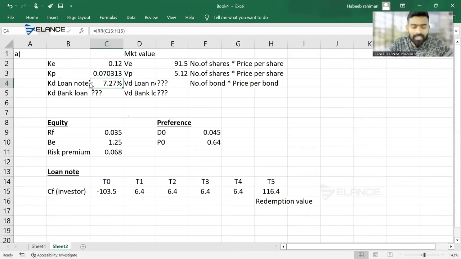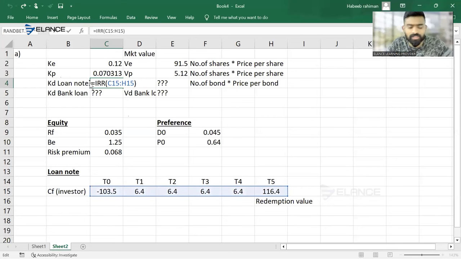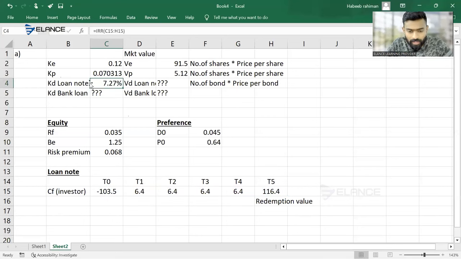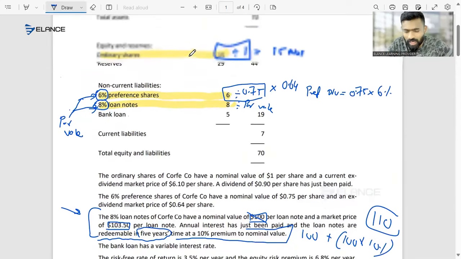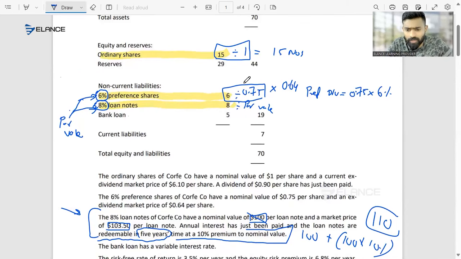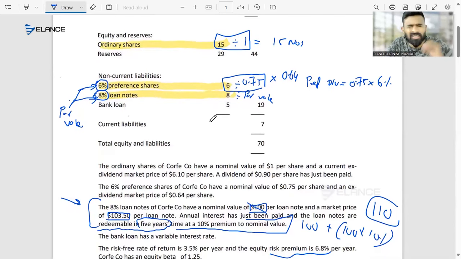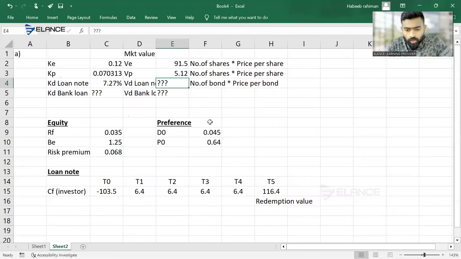So we have done KE, KP, KD using this IRR formula. In our order, next will be the value of debt. From the previous examples, I helped you solve for VE and VP. Similarly, could you please try for VD? Do try this figure, and do comment after solving VD. I'm giving you an opportunity to practice. Try that VD. I'll wait.